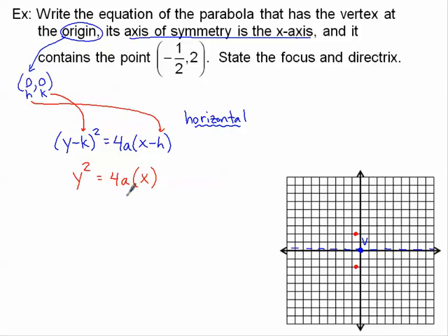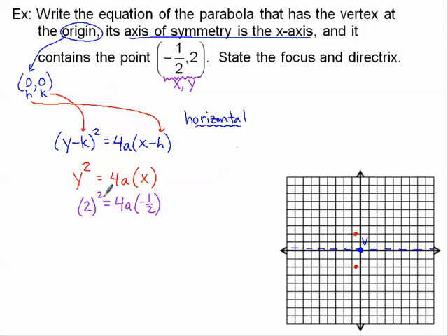Really, I'm just looking for this value of a. I know that it's negative, and I know that because my parabola is opening sideways, but I do need to find the actual number. Well, that's where this other point is going to come in handy. This is a point that's on our parabola, which means that when we plug this x value and this y value into our equation, we will have truth. So I can use this negative 1/2 as my x value, and I can use this 2 as my y value.